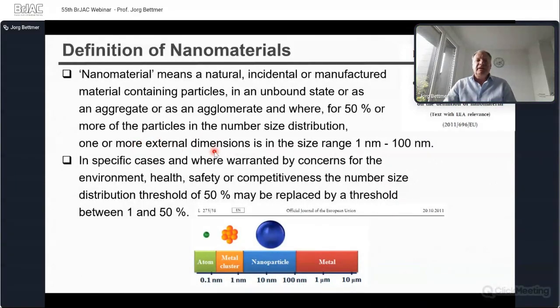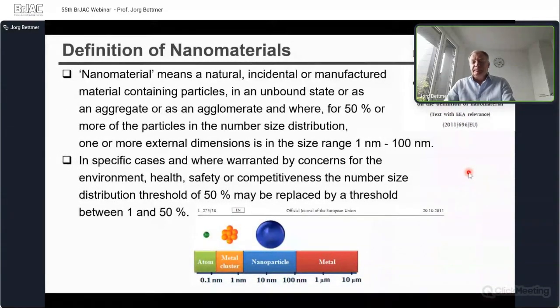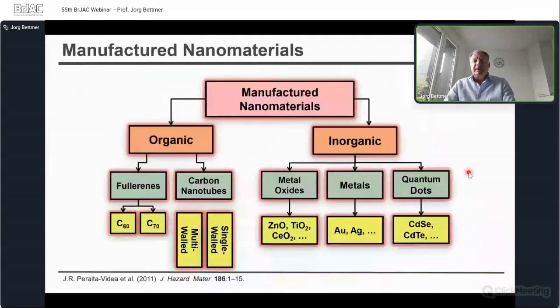concentrations that have one or more external dimensions in the range of 1 to 100 nanometers are defined as nanomaterials in principle. However, I will keep it a little bit simple, and I will talk about nanoparticles just in the size range between 1 and 100 nanometers.